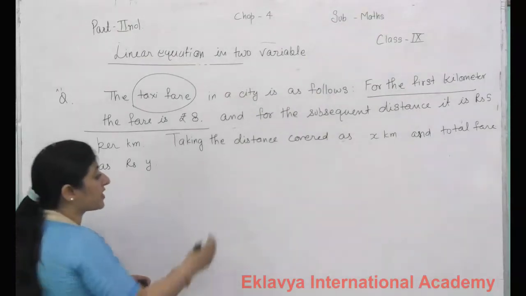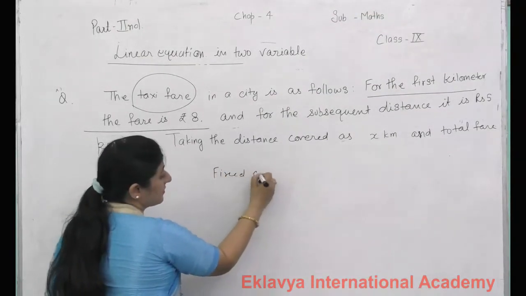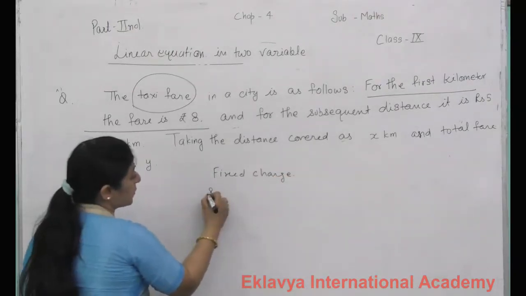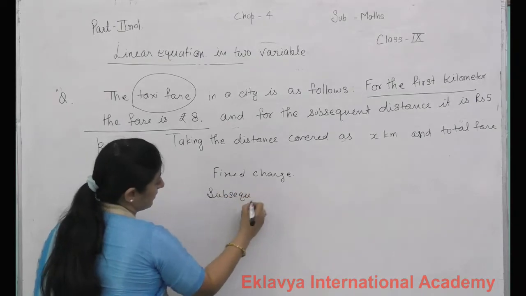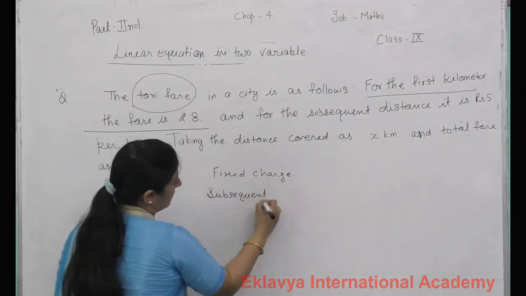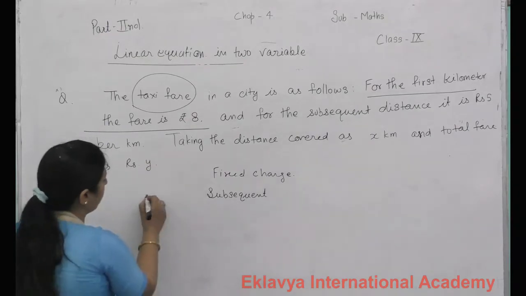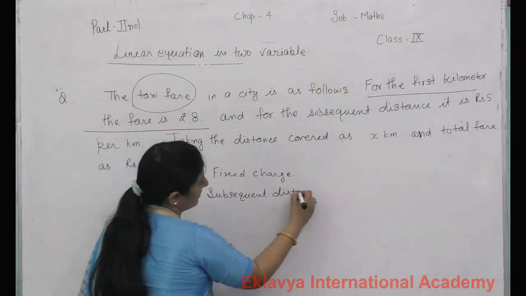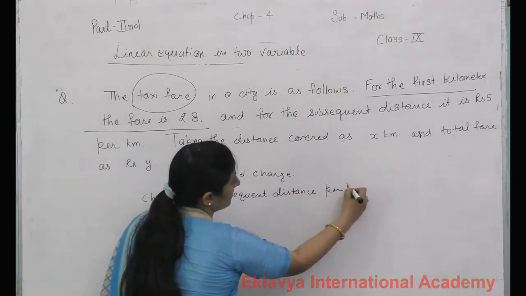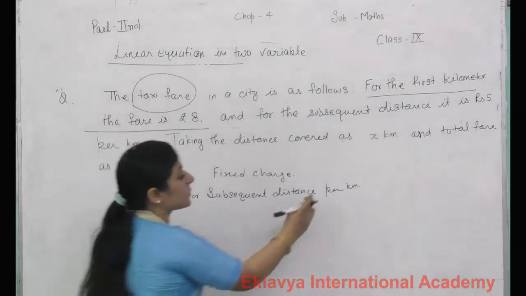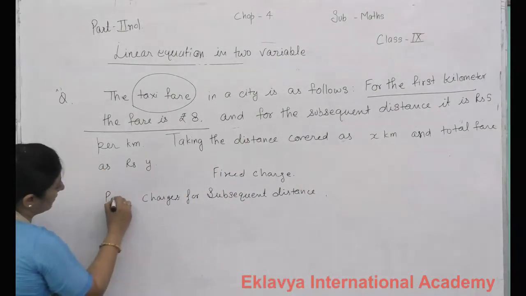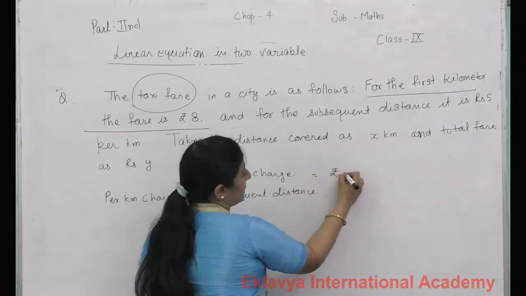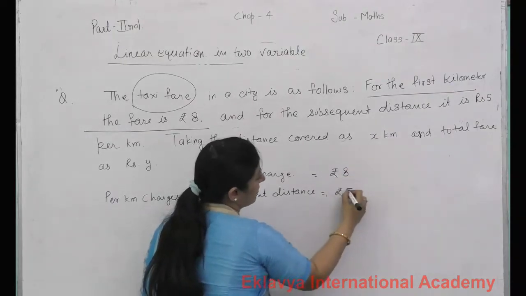So there are 2 types of charges. First is the fixed charge, and the second one is the per kilometer charges for the subsequent distances. We can write down here: fixed charge is ₹8, subsequent distances charge is ₹5.